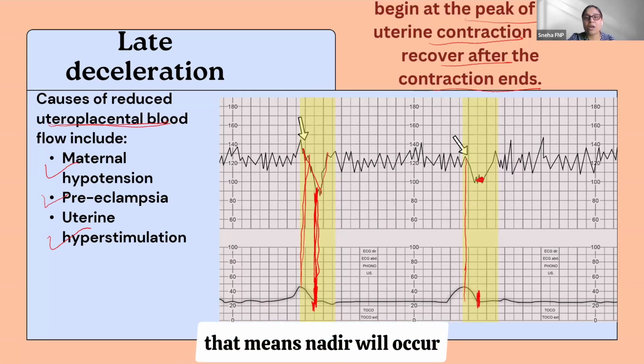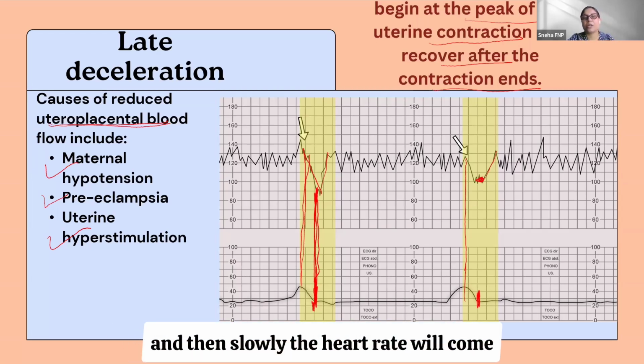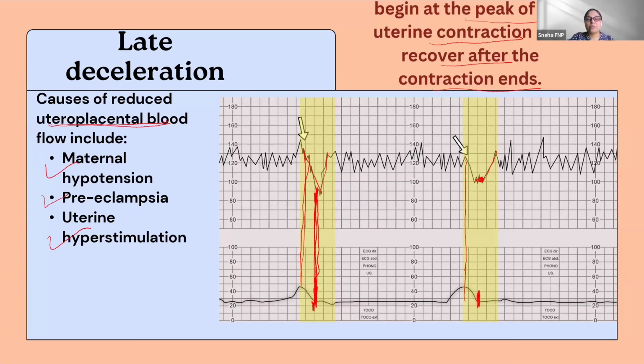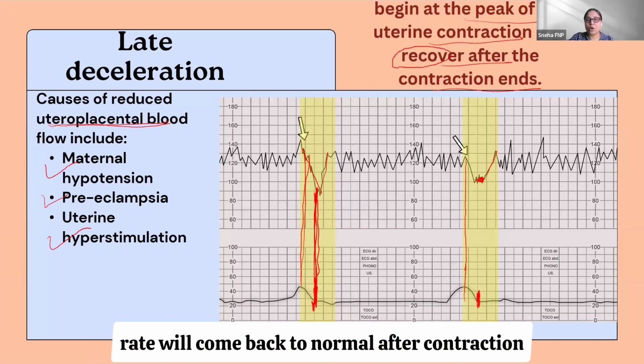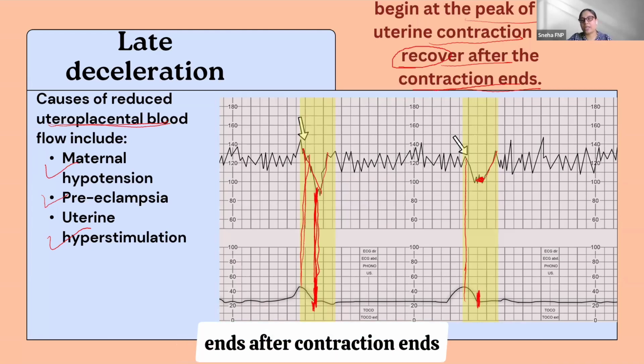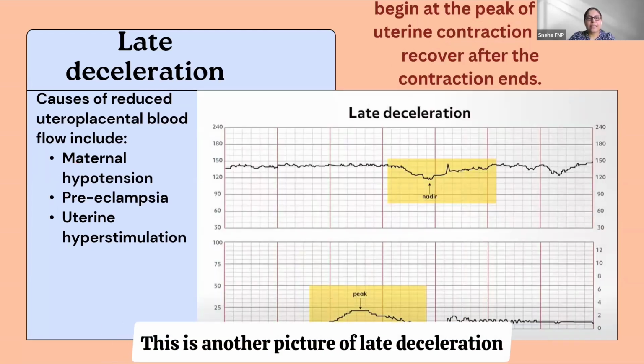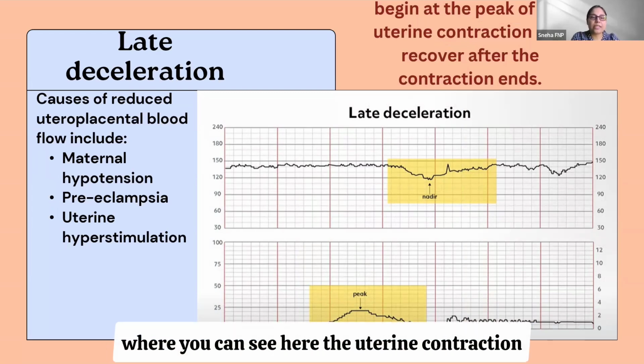That means nadir will occur, and then slowly the heart rate will come up. Okay, so basically the heart rate will come back to normal after contraction ends.